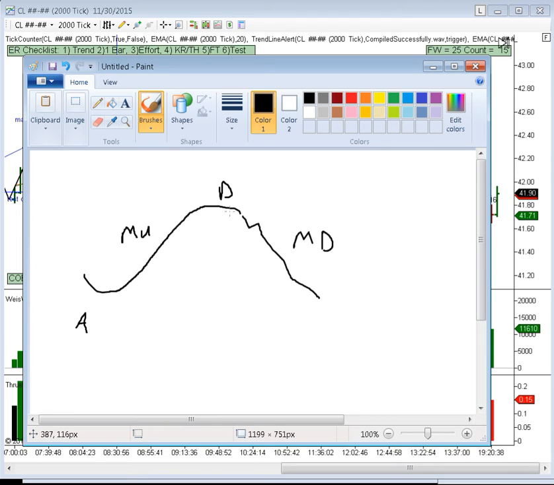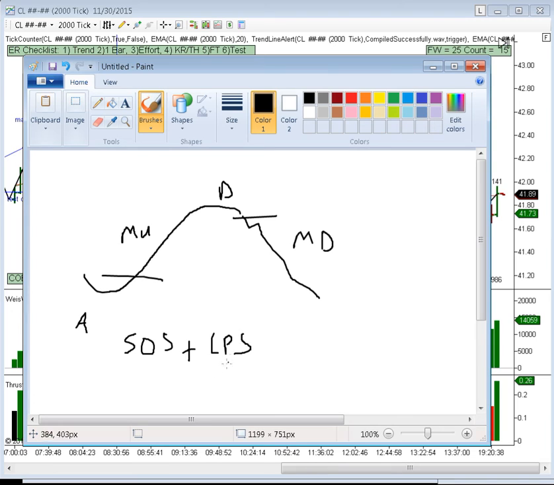But the question is, how do you identify markup? And how do you identify markdown? Well, typically it's through a sign of strength and a LPS. Okay? This is just fancy words for high volume plus low volume. High volume demand plus low volume supply.